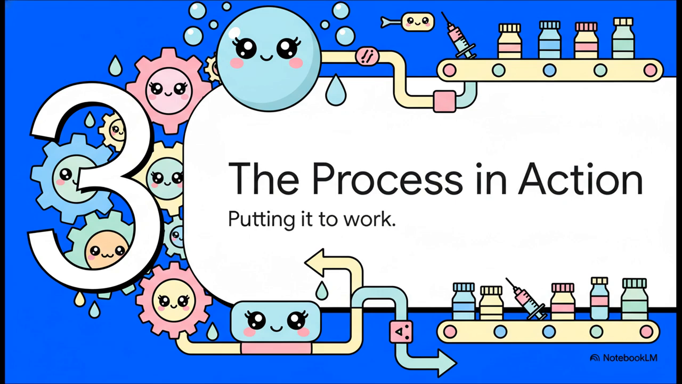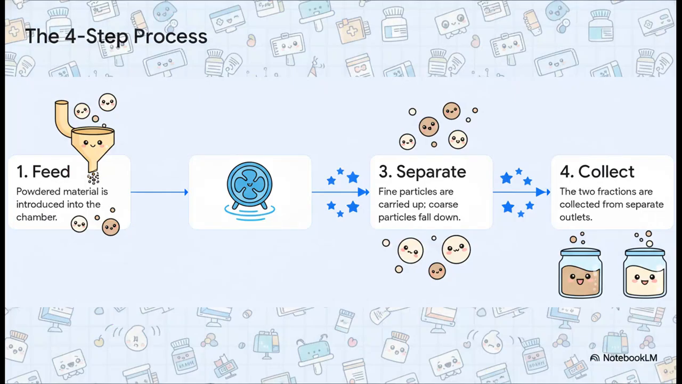Okay, so we've built the machine in our heads, and we totally get the principle behind it. Now, let's fire this thing up and watch the whole process in action, from start to finish. It really is just a simple four-step dance. Step 1, feed the powder in. Step 2, the fan creates the lift. Step 3, the air does its thing and separates the fine from the coarse. And step 4, you collect the two piles from their separate exits. Feed, lift, separate, collect. If you remember that, you've got the whole operation down.